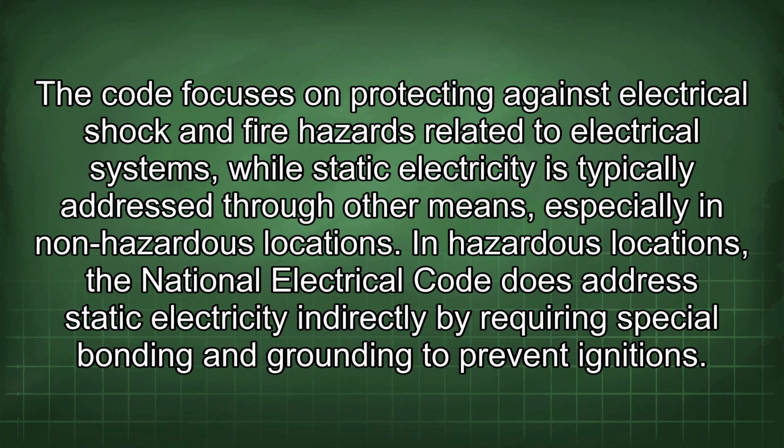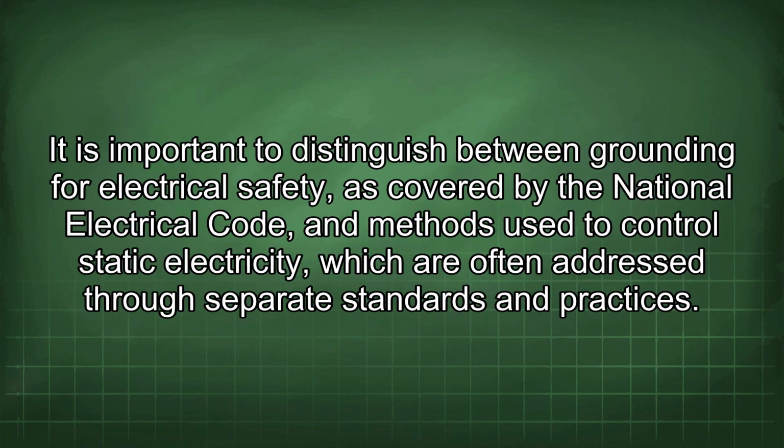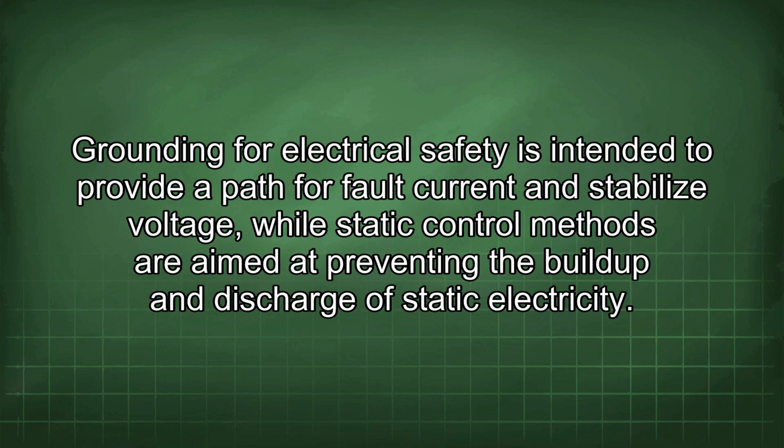In hazardous locations, the National Electrical Code does address static electricity indirectly by requiring special bonding and grounding to prevent ignitions. It is important to distinguish between grounding for electrical safety, as covered by the National Electrical Code, and methods used to control static electricity, which are often addressed through separate standards and practices. Grounding for electrical safety is intended to provide a path for fault current and stabilize voltage, while static control methods are aimed at preventing the buildup and discharge of static electricity.